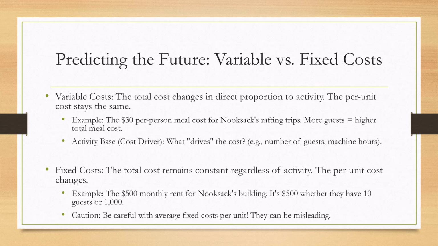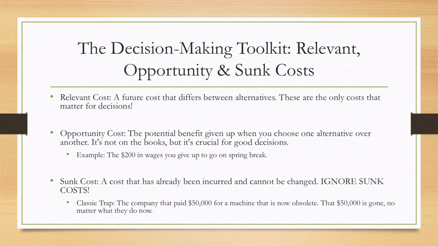This leads to a word of caution. Be very careful about using average fixed costs per unit for decision making. They can be very misleading because they change with activity. This brings us to perhaps the most important set of classifications for you as a future manager. When you're making a decision, not all costs matter. The only costs that matter are relevant costs.